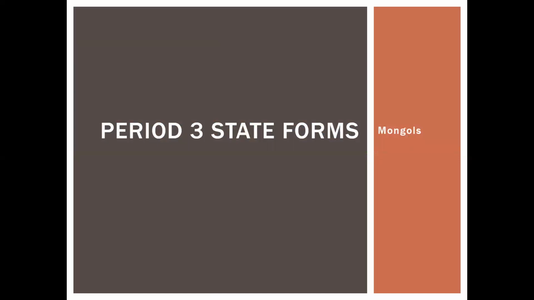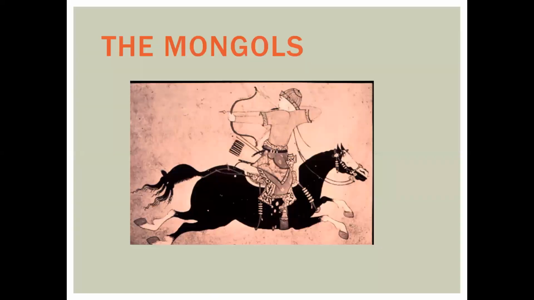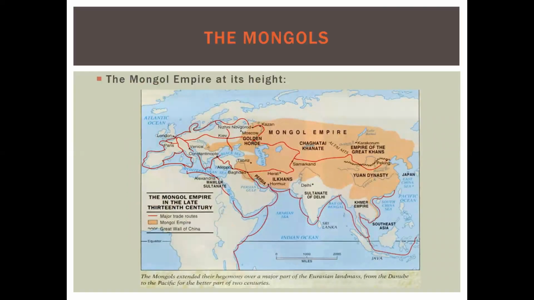Probably the most important period 3 empire that you need to know for the new edition of the AP course is the Mongols. And I know you've learned a lot about the Mongols. We talked about them with connection to trade. The Mongols are nomadic. They come out of the steppes, so the highlands, the mountains. And because they're nomadic, it gives them a few advantages.